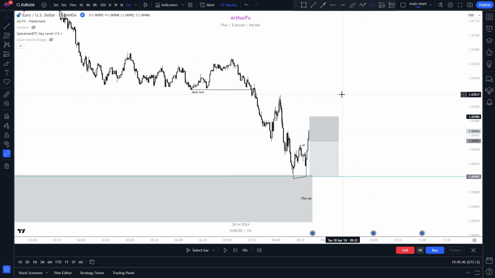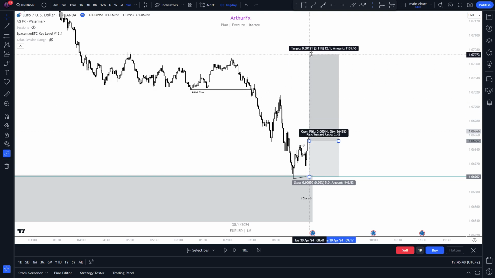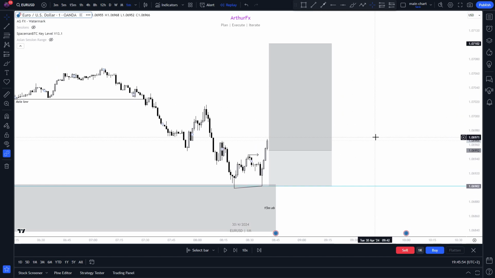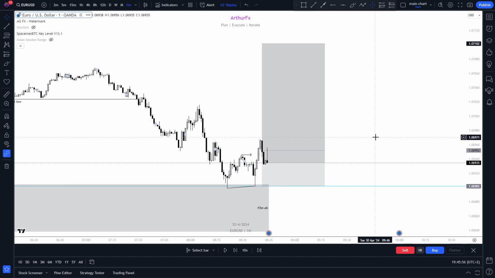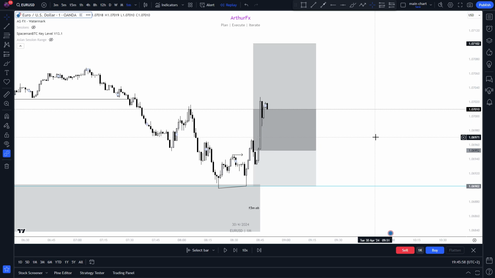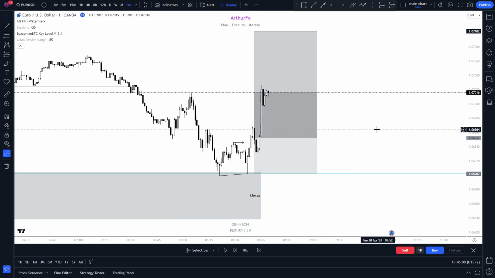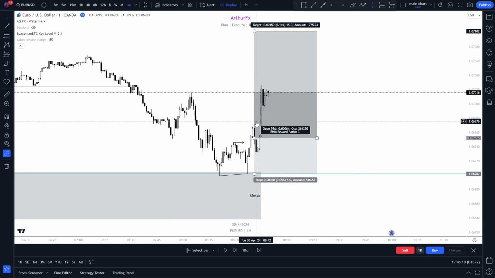Alright, so this is how I took my trade. My TP was at 3R. So let's see how it plays out. Boom, get tapped in. And I believe this was like an orange folder.